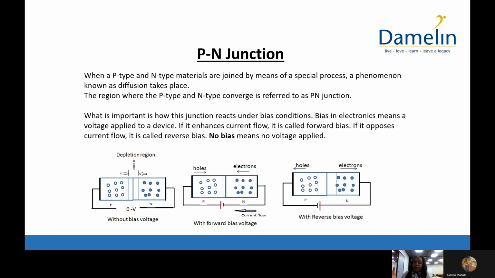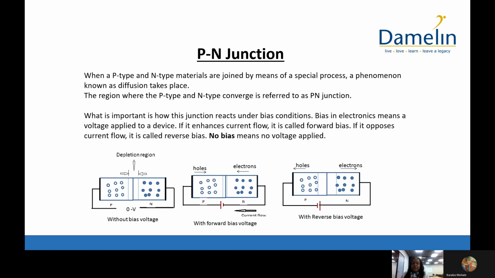We do not attract the two materials by doing anything to them, except for the fact that the two charges are attracting each other and making the materials come together. And the phenomenon is known as diffusion. The region where we have the p-type and the n-type coming together is known as the p-n junction. It's important to understand that the p-n junction changes according to the behavior of electrons flowing through it.